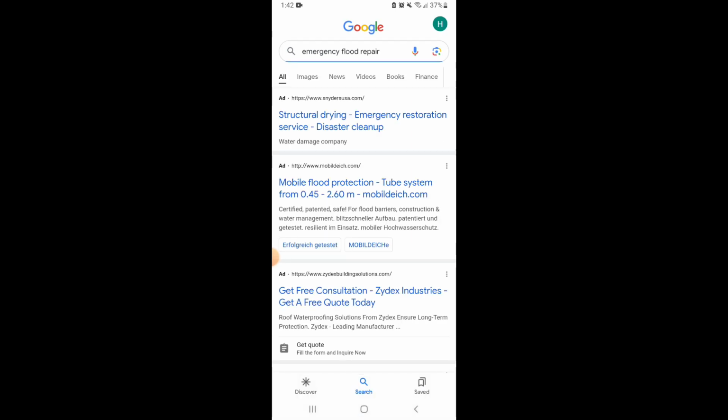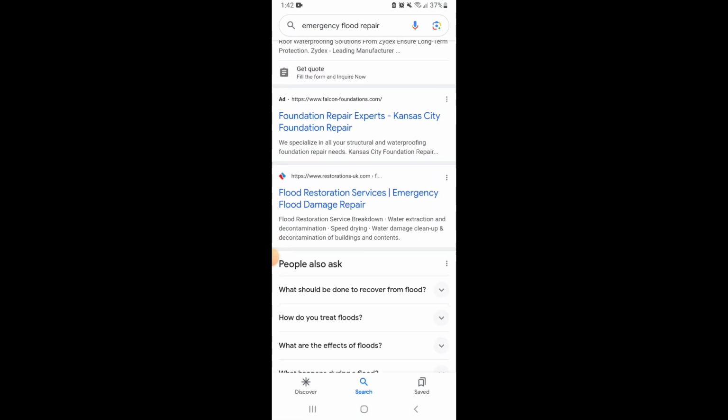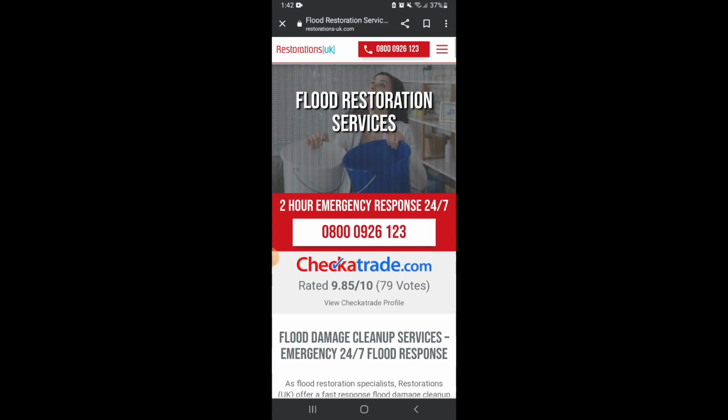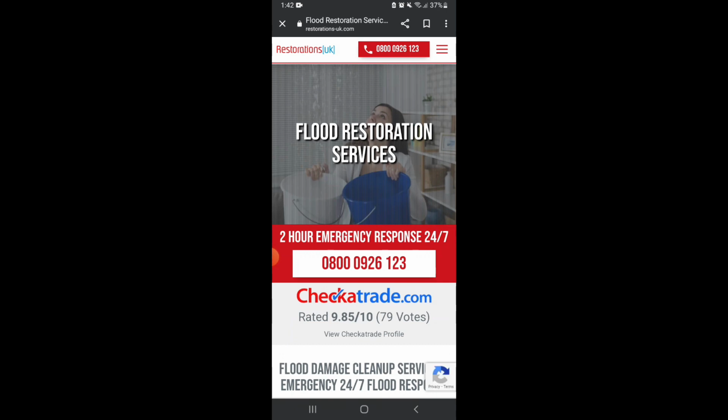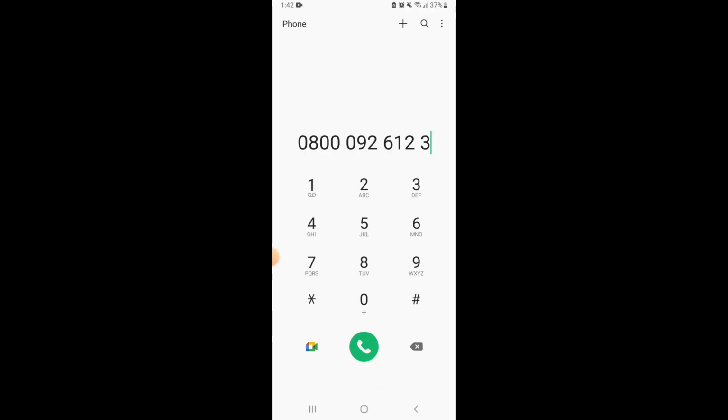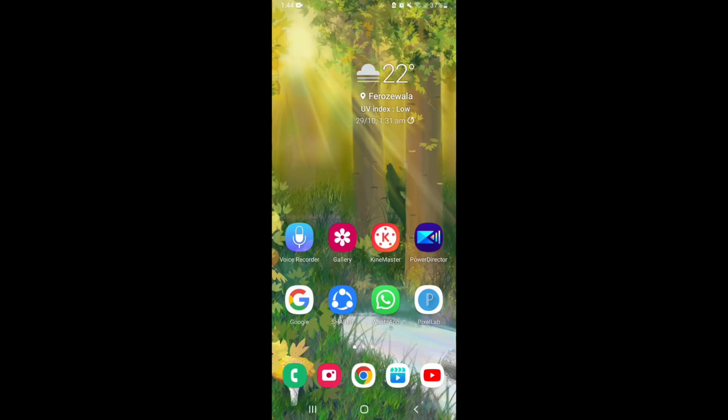So search this and scroll down, and this website, restorationuk.com. Tap this website. Okay, this website has opened, and this number is shown, and when I tap this number, it is automatically converted into a phone number. And the second step is very important, and this step is that you should know some solutions about this problem.